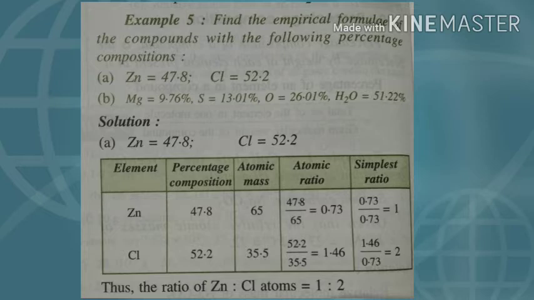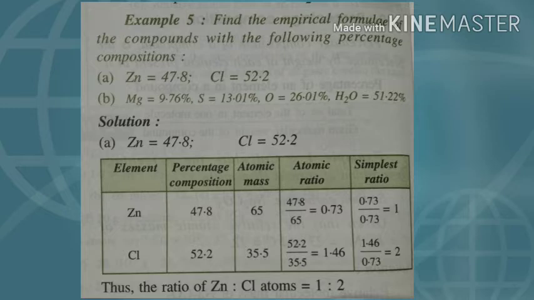Here, which are the elements present in the compound? Yes, zinc and chlorine. So, in the column of element, we write zinc and chlorine. You have to use the symbol only. Zn for zinc and Cl for chlorine. In the second column, write the percentage composition of both these elements. What is the percentage composition of zinc? It's given as 47.8. And the percentage composition of chlorine is given as 52.2.